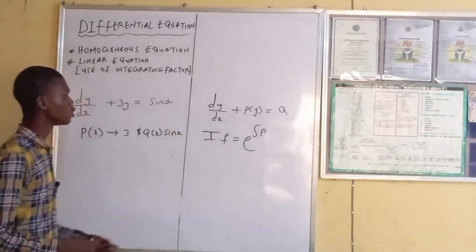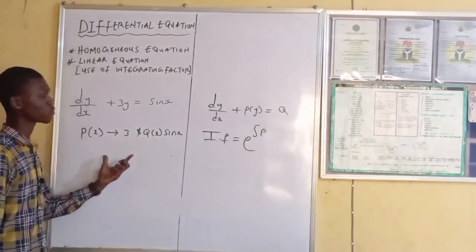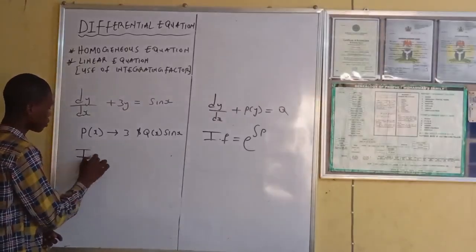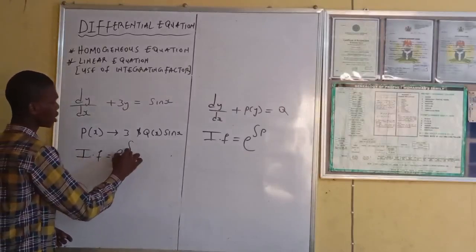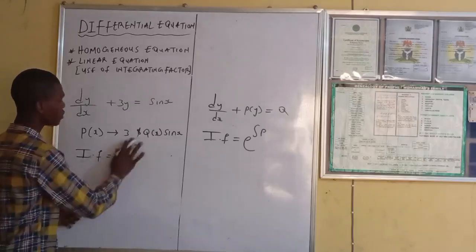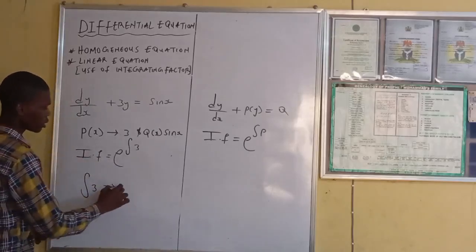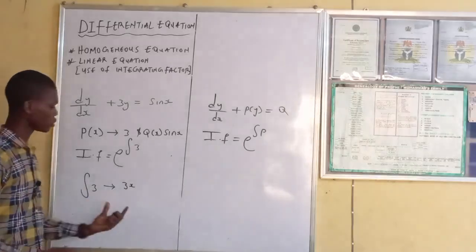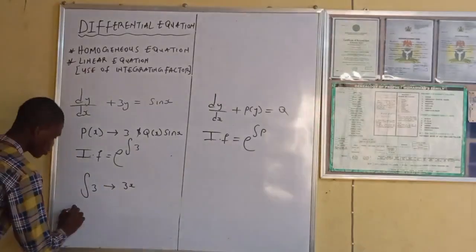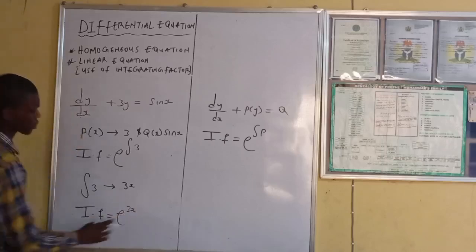The next thing to do is to evaluate the integrating factor from the given question. For this question, the integrating factor is equal to exponential integral of 3. Solving for the integral of 3, that's 3x. Don't forget, don't introduce your constant when you are doing your integrating factor. Meaning, for this question, the integrating factor is exponential 3x.